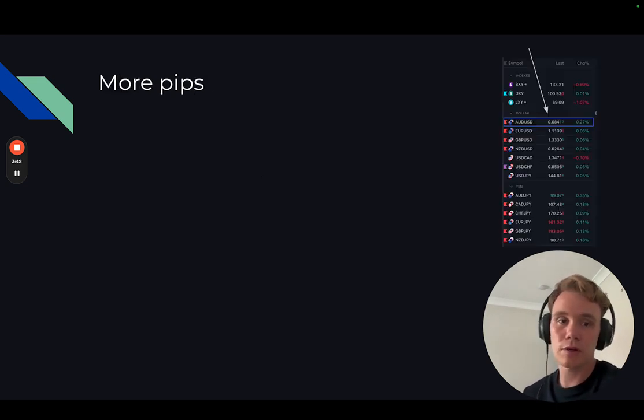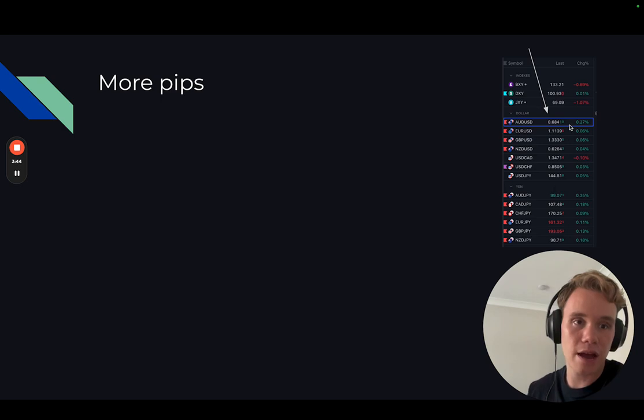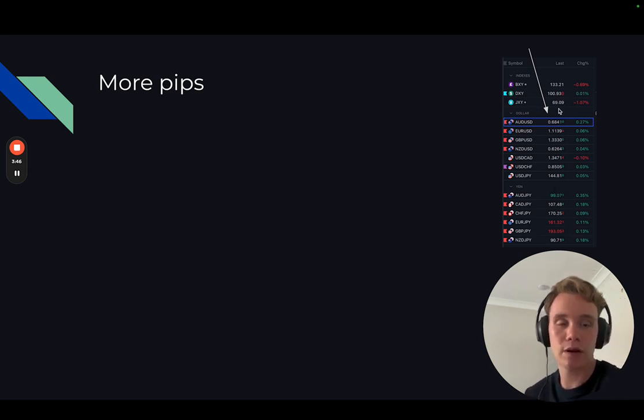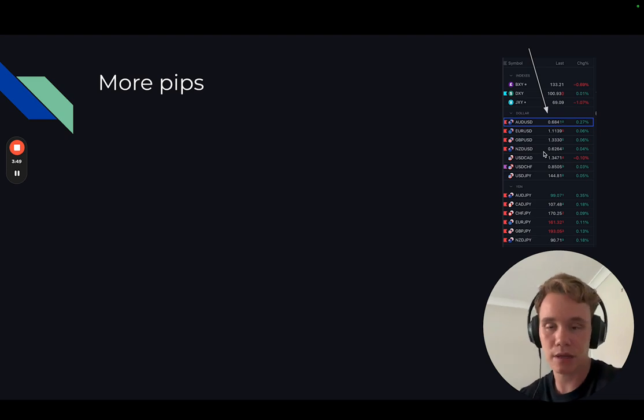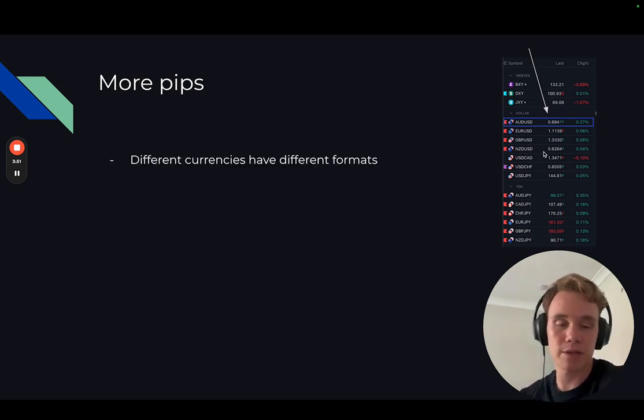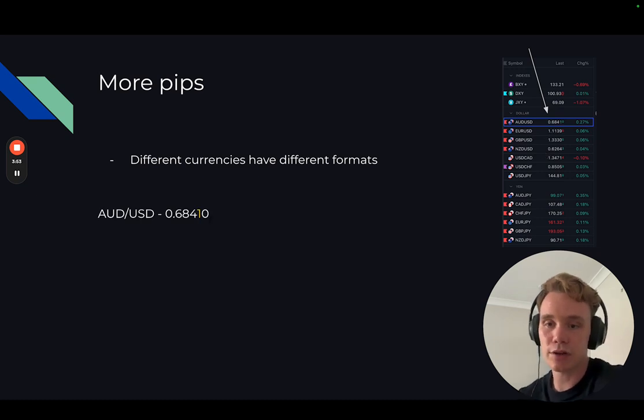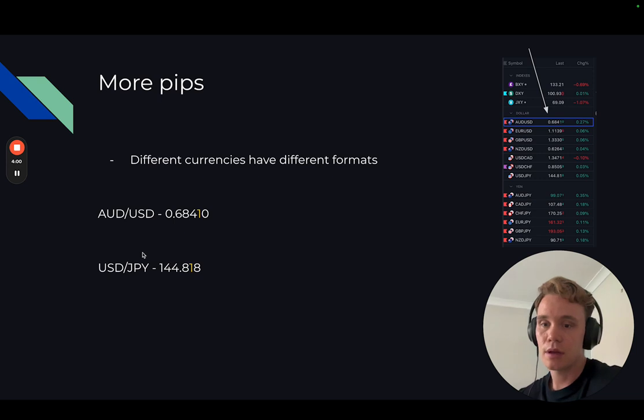Because a lot of the different markets in FX have different formatting of how they display their price points and their valuation, I've got a couple of examples. Aussie dollar, for example, is currently trading at spot 68,410, where the single pip value is the 1. USD JPY is currently trading at 144 spot 818, where the 1 is the pip value. And the Euro US dollar is trading at 1 spot 11395, where the 9 is the single pip.